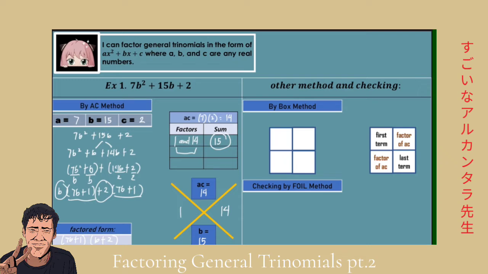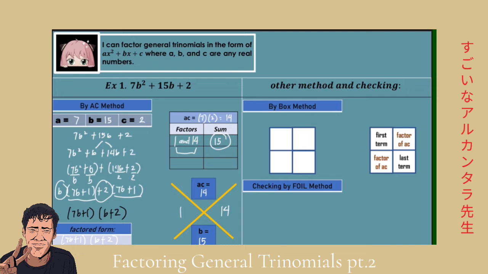I think I should use the color black now for the box method. So that is your factored form or your final answer. And again, I'll rewrite it here so that you can see it clearly. So 7b plus 1 and b plus 2. That's your final answer. So you may also apply the box method.